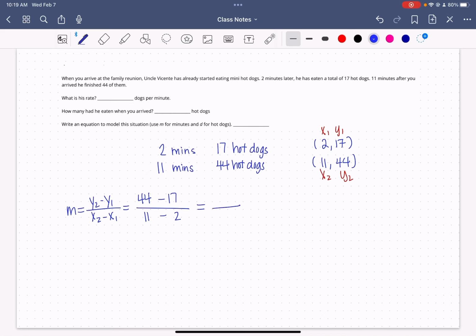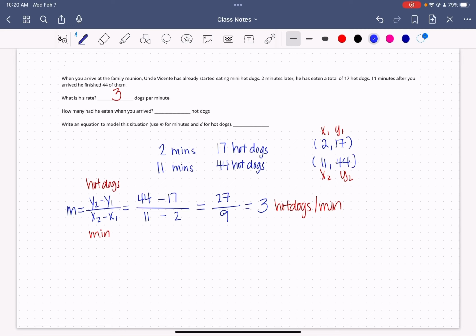Subtracting this gives me 27 over 9, and then reducing gives me 3. Now remember, that's hot dogs per minute. So this means that he is consuming 3 hot dogs per minute. So already we can answer one of our answer blanks. What is his rate? And that's 3.